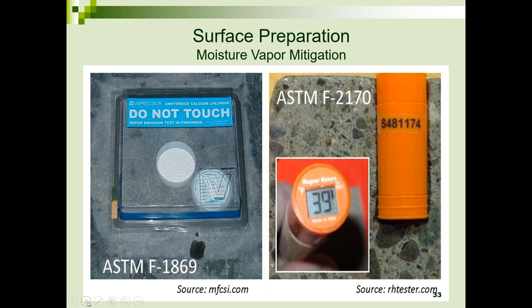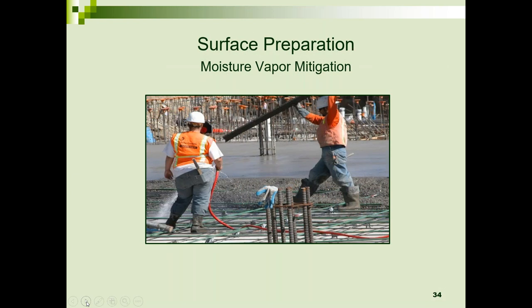Also important to surface prep is moisture vapor mitigation. The underlayment products are permeable. So any moisture that's coming up from the slab will travel through the underlayment and affect the flooring above it, particularly if it's moisture-sensitive flooring. Next slide. And typically with excessive moisture drive, next slide there, and the moisture is a source.